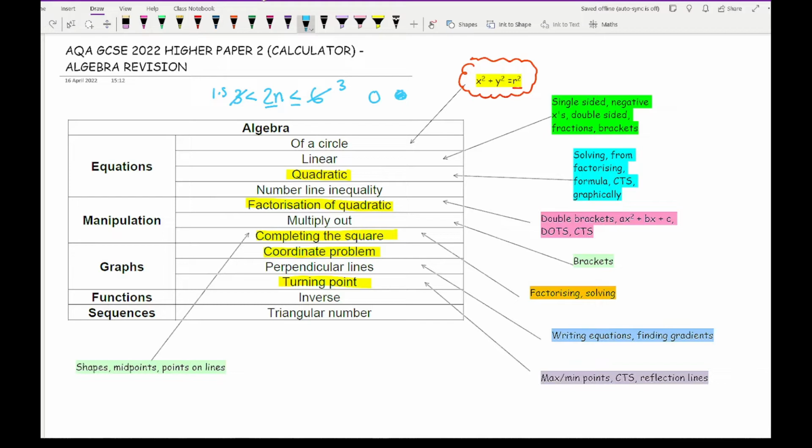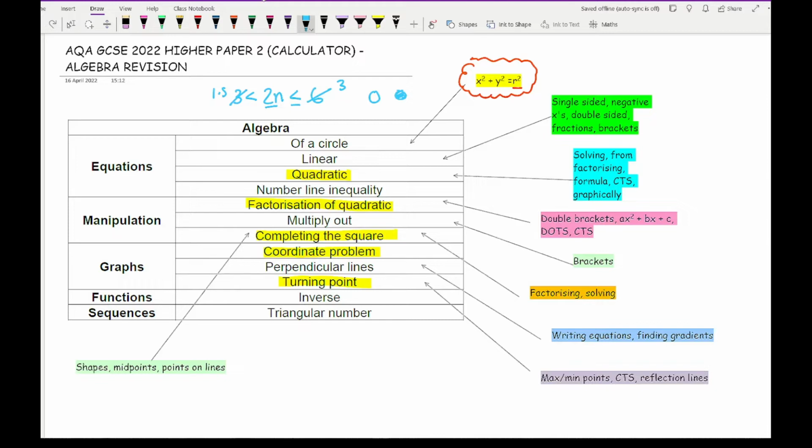Also difference of two squares and completing the square. So it's really important that you're able to establish when to use each of those four methods. The next one is multiplying out. So again, we're probably looking at expanding brackets, either in the form of a quadratic or a linear equation. So just making sure you're working with brackets. Completing the square, again, could involve factorizing or solving.